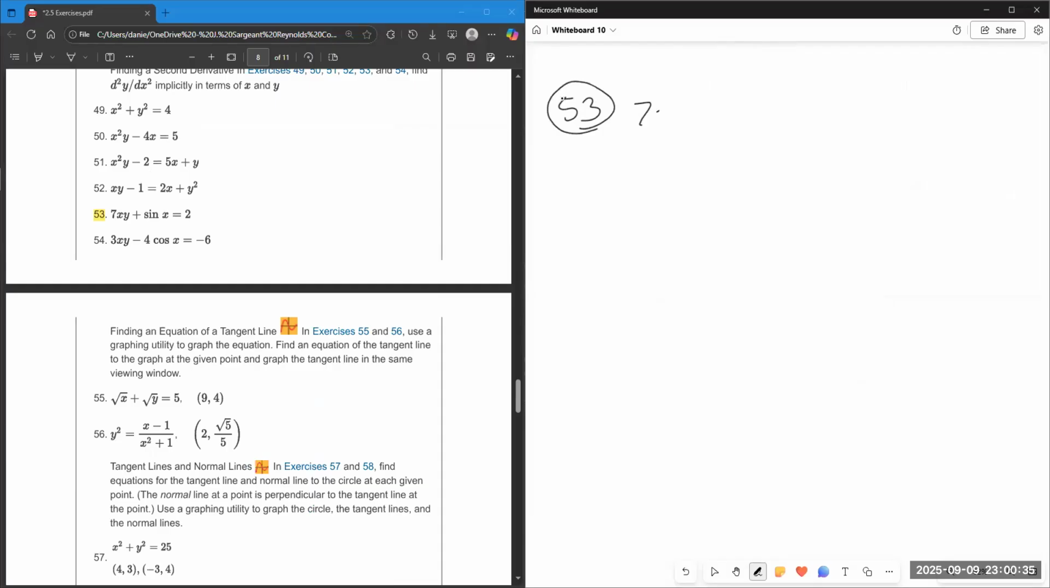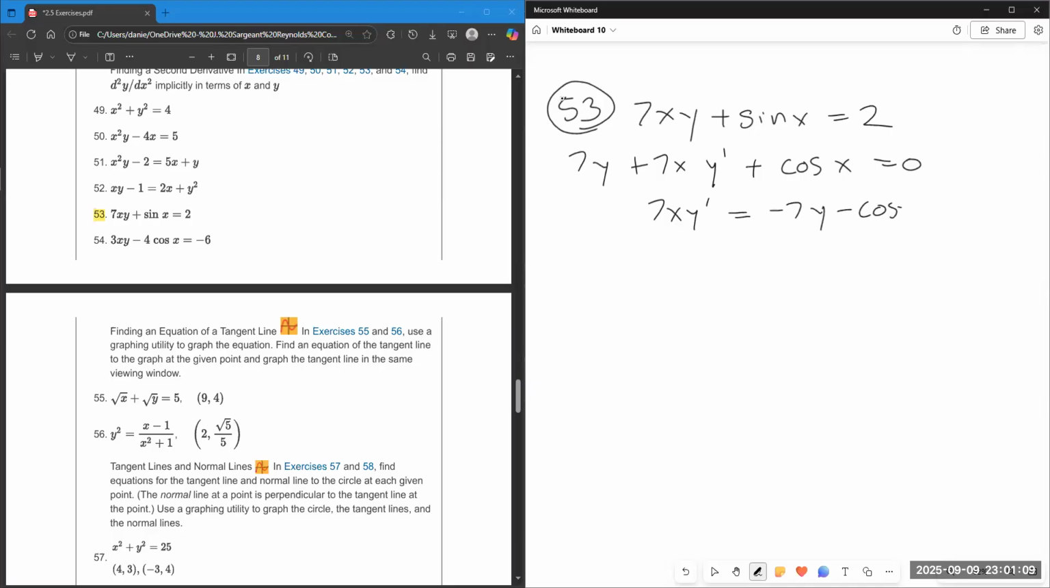Asks me to find the second derivative, 7xy plus sine x is equal to 2. So that's 7y plus 7xy prime plus cosine of x is equal to 0. We want to solve for y prime. So 7xy prime is equal to negative 7y minus cosine x.